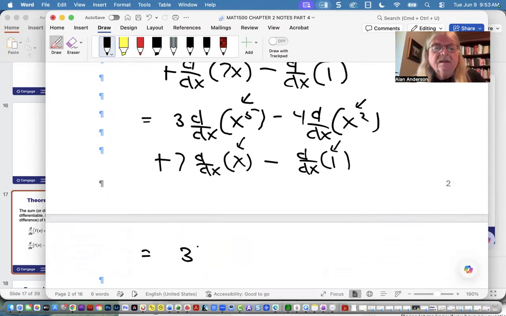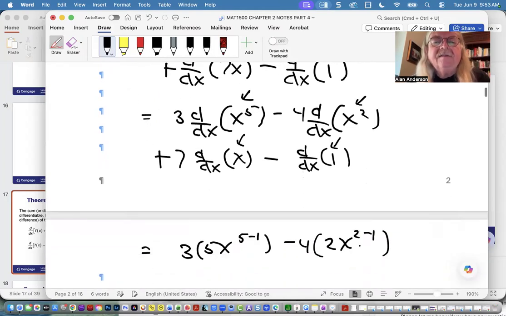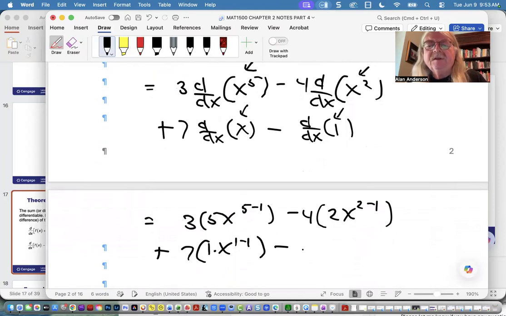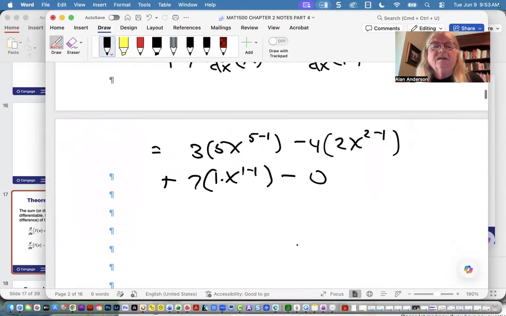So you end up here with 3, 5x to the fourth. Actually, let me not skip a step here. All right, and then we'll have 7. Now here, there's an implied 1 here. I can write it like this, 1x to the 1 minus 1. And now this is just 0. You don't have to mess around with it. It's just 0. So we ultimately end up with 15x to the fourth minus 8x plus 7.